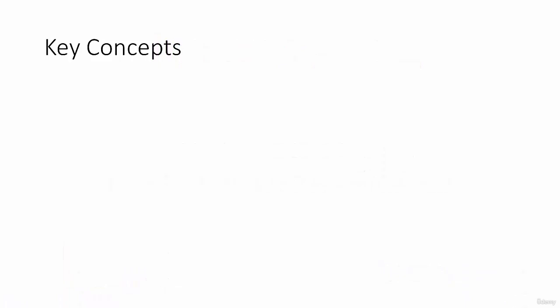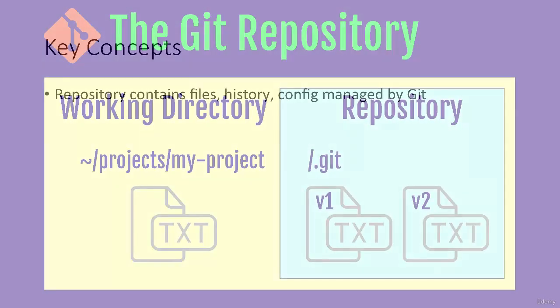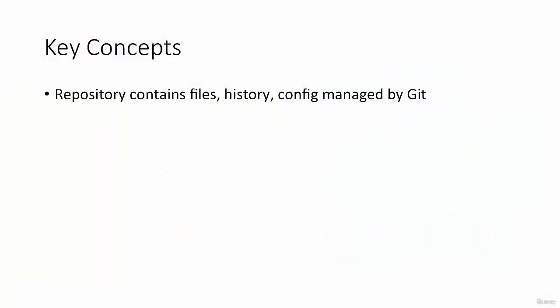Before we dive in, there are just a few concepts you need to know. First, in Git, collections of version-controlled files are kept together in a repository. The repository also contains the history of changes and any special configuration. Generally speaking, a repository would contain all the files related to a specific project or application.